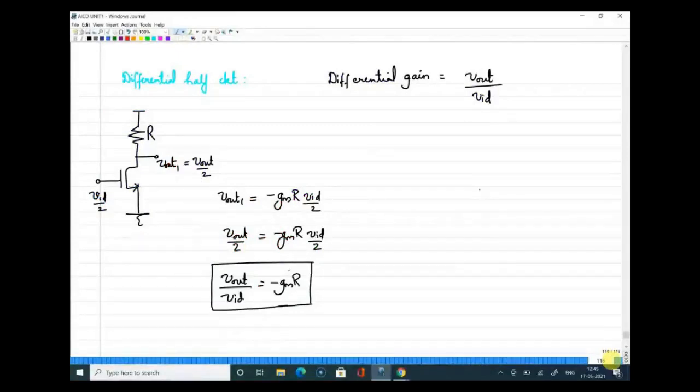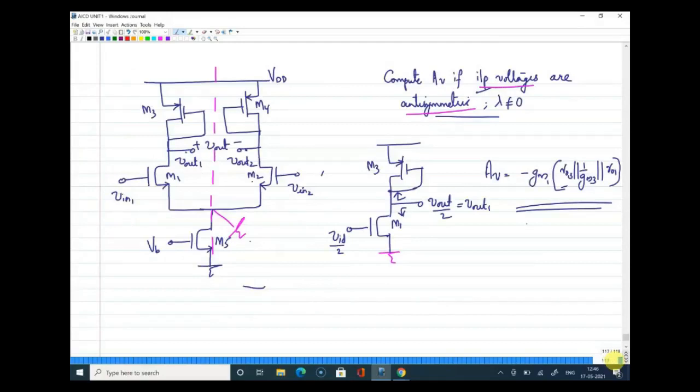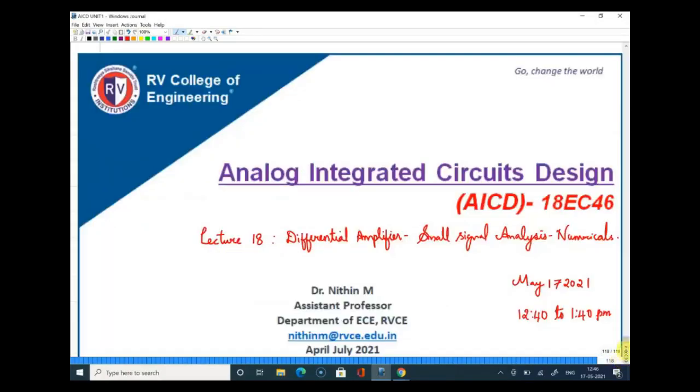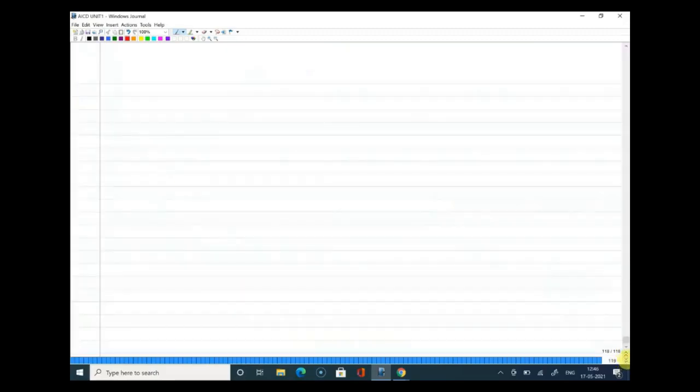Looking at the half circuit, we understood that the differential gain of the circuit is equal to minus gmR. Doing analysis for the half circuit is enough for the differential amplifier because the other side is just a duplication of that, and the voltage coming there is half of the total voltage. Based on that, we did a small numerical. We will continue this, and we will see a few more numericals and how you can apply this half circuit analysis and solve numericals.